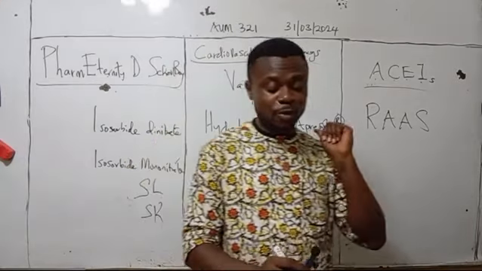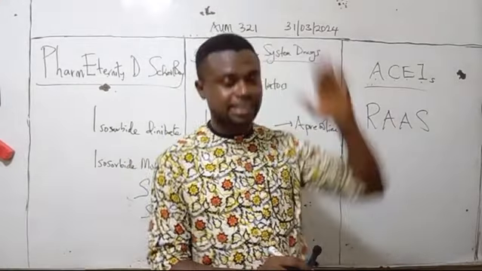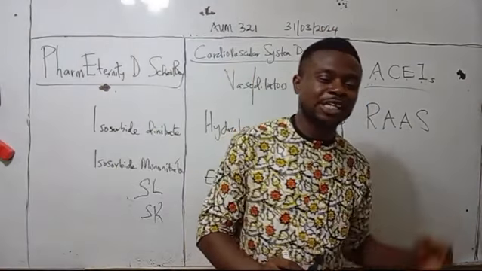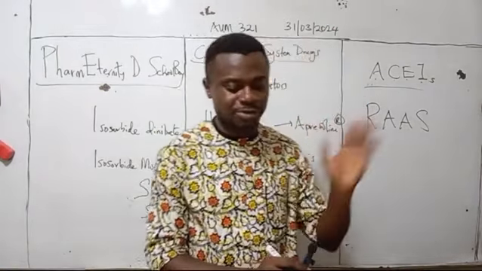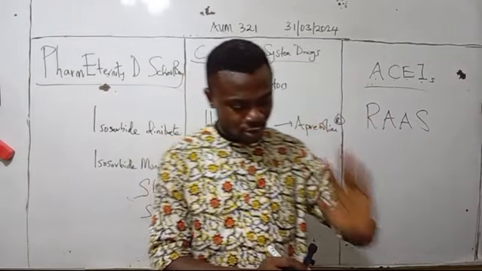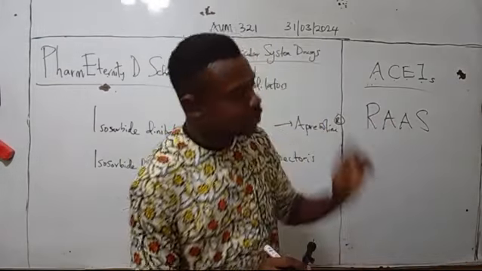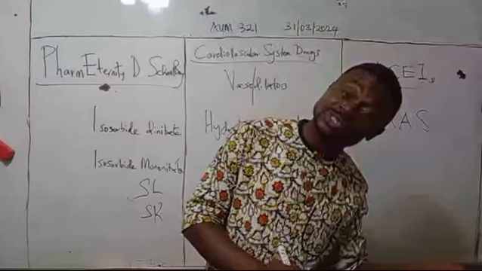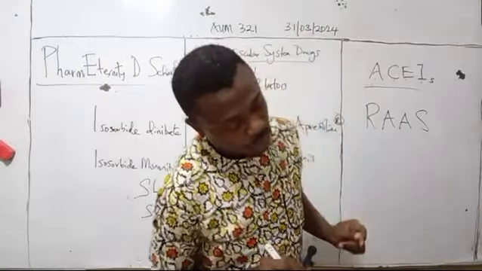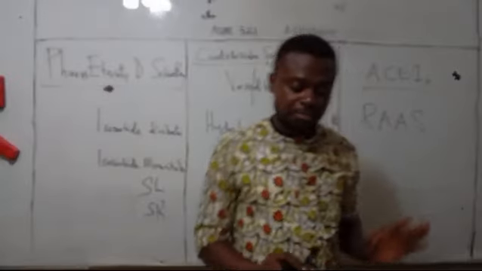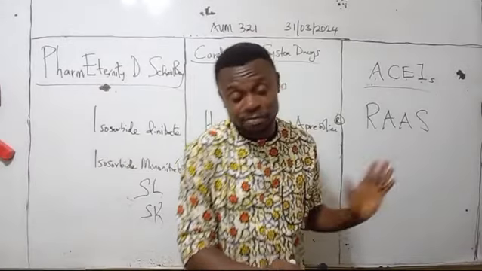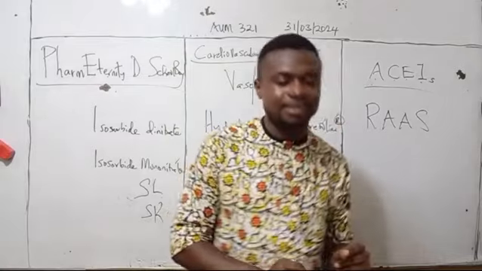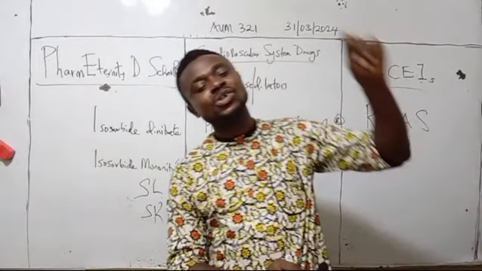Now, angiotensin 2, what does it do? Angiotensin 2 on its own is a natural vasoconstrictor. It causes vasoconstriction. It constricts the blood vessels. And when this happens, you know the implication. There will be an increase in blood pressure on its own. But it doesn't stop there. It also stimulates the secretion of aldosterone.